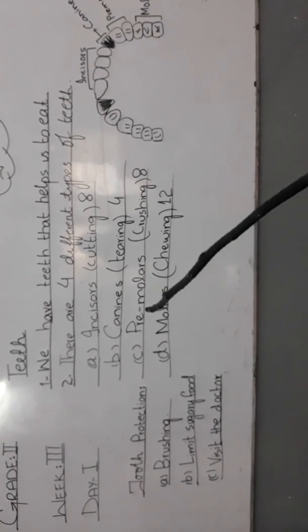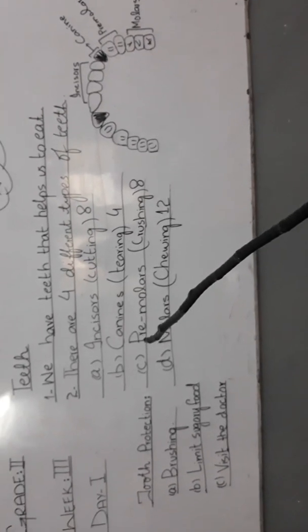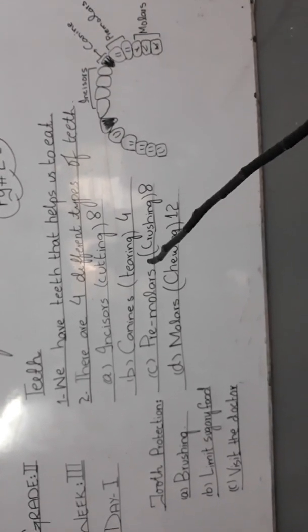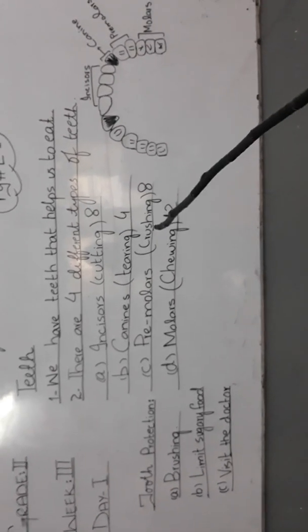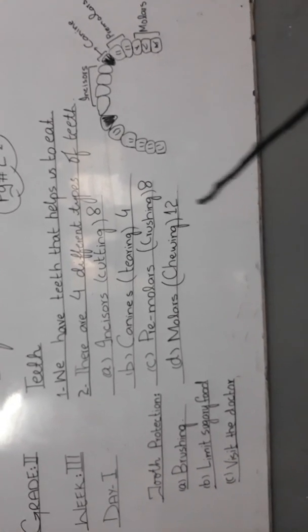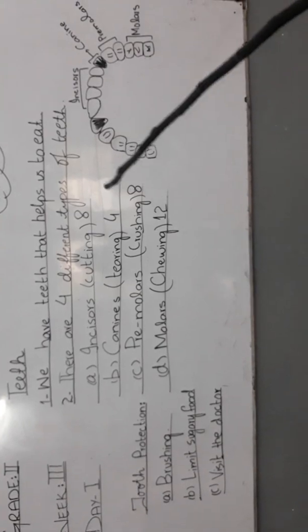Number 3, the third type of teeth, is the premolars. Pre means first, so the teeth that come before the molars we call premolars. Incisors are used for cutting, canines are used for tearing, premolars are used for crushing. There are 8 premolars in our mouth, 4 in the lower jaw and 4 in the upper jaw. 4 plus 4 is equal to 8.